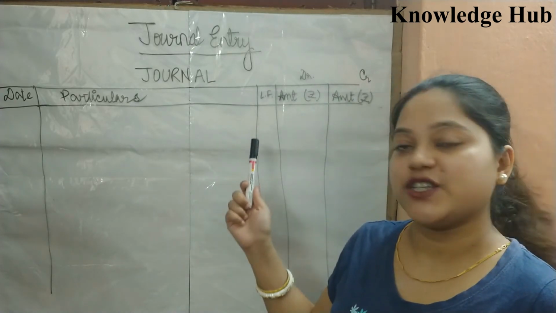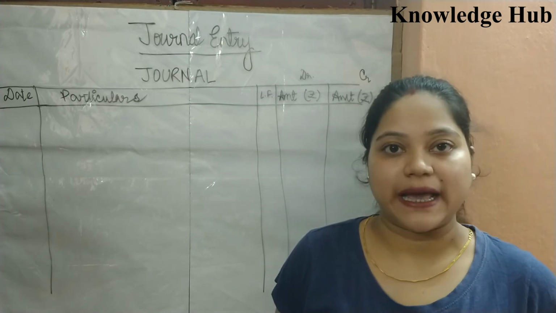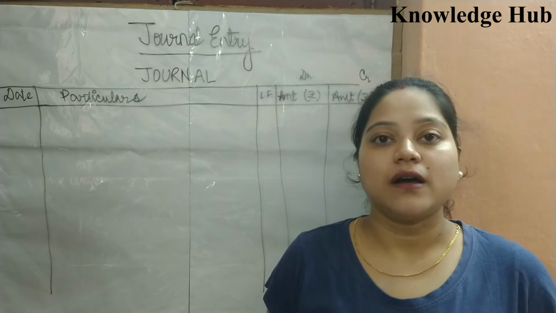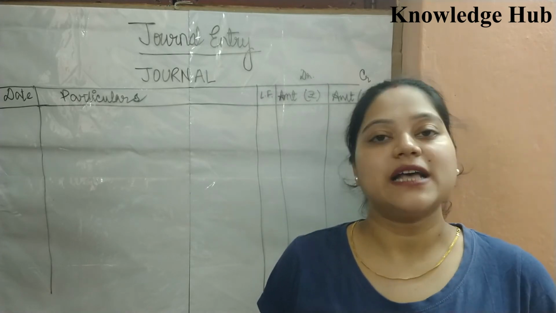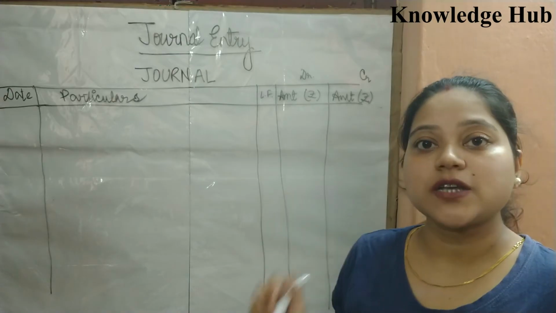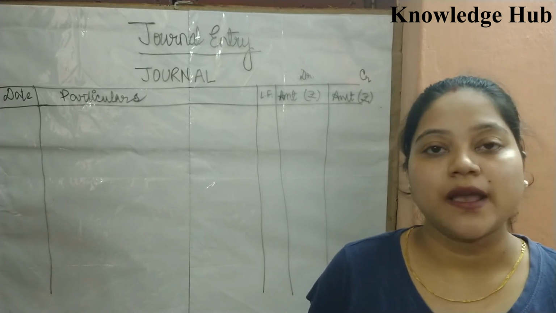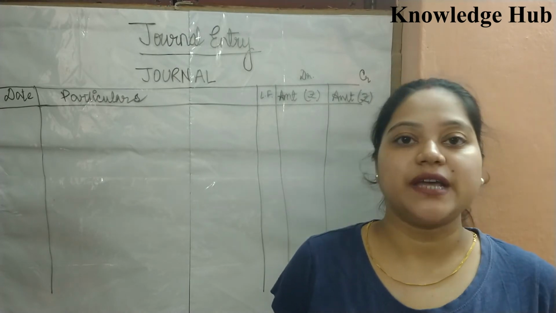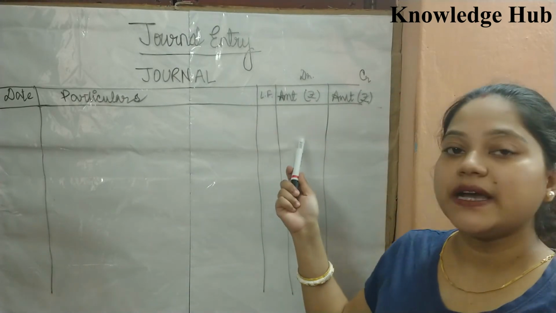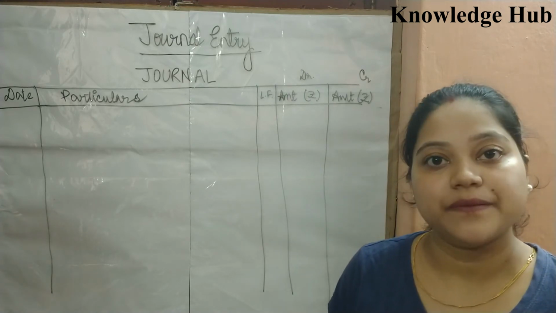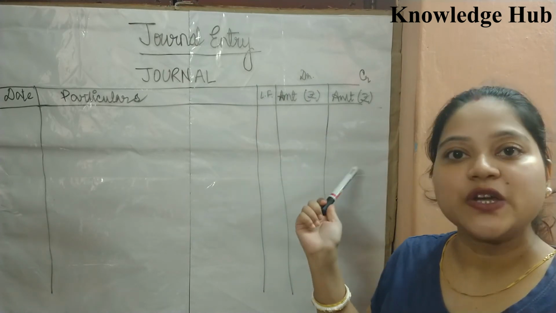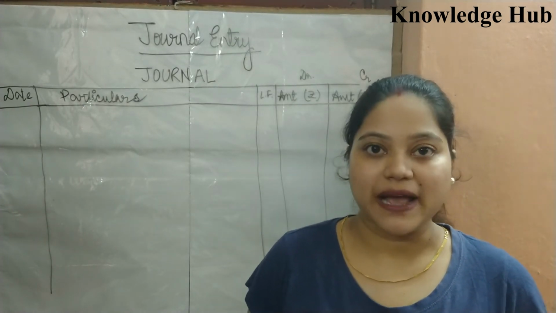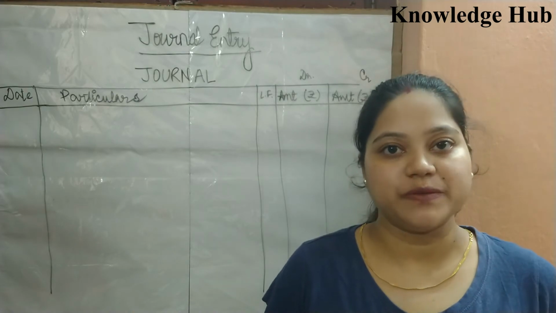The next comes the ledger folio. For now, it will be kept blank. But the ledger folio mentions the page numbers in which the particular journal has been posted in the ledger. The next column is the amounts for debit. We have already understood in the double entry system that for every debit, there is a credit. So whenever there will be a debit, there will be a credit as well. And the amounts in the debit and the credit will always be equal. So this was all about the format. Now let us begin with the problems.